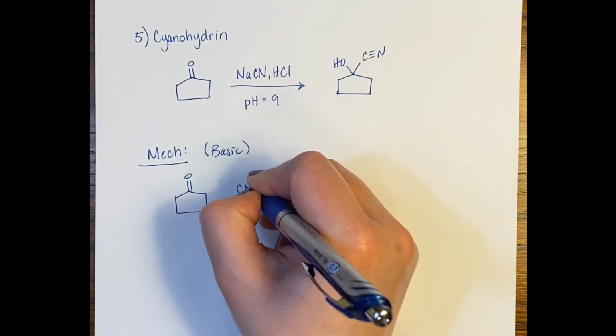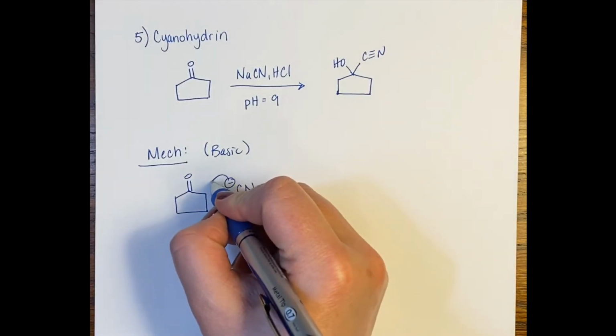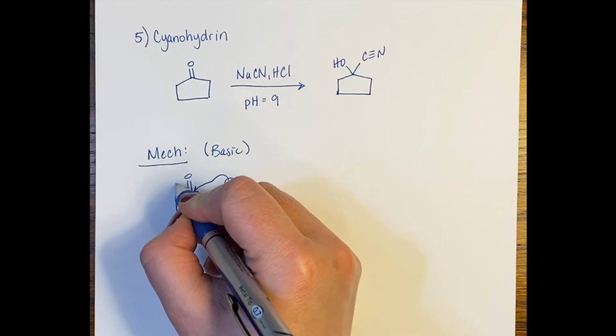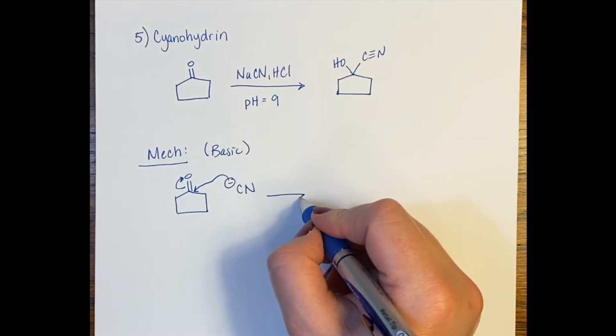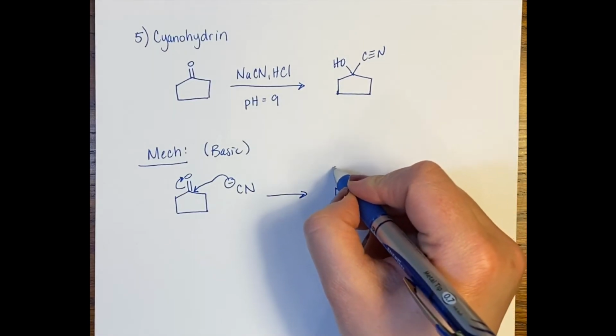In the first step of this reaction, it's going to get attacked by my nitrile or my cyanide ion, which is a good nucleophile. So it can attack at the carbon of the carbonyl, kick the electrons up to the oxygen, and give me an intermediate that looks like this.